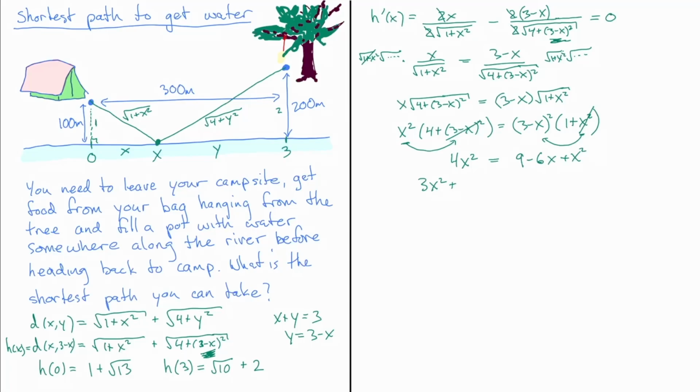I get 3x squared plus 6x minus 9 equal 0. There's a common 3 that I can divide through by. So I get x squared plus 2x minus 3 equals 0. And I can factor this into (x plus 3)(x minus 1).